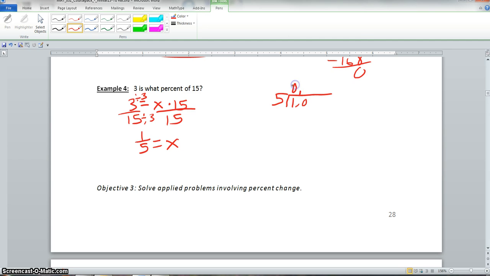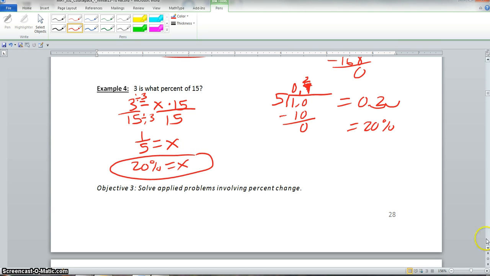5 goes into 1 0 times. 5 goes into 10, actually twice. 5 goes into 10 2 times. 2 times 5 is 10. So you have no remainder. So our final answer here is 0.2. Now we have to change this decimal to a percent. So we will move this decimal 2 places to the right, and that would give us 20%. So your final answer is 20% is equal to X.